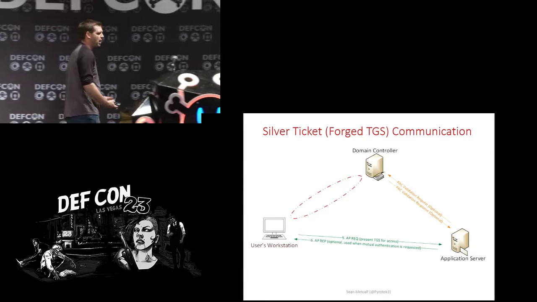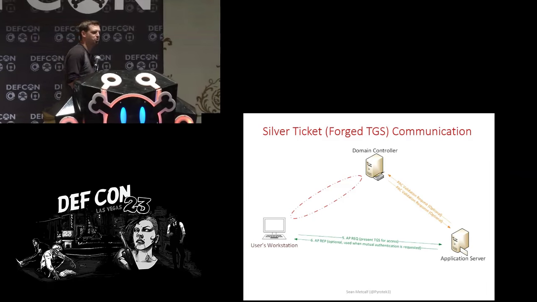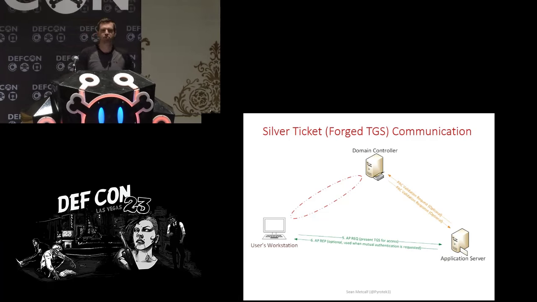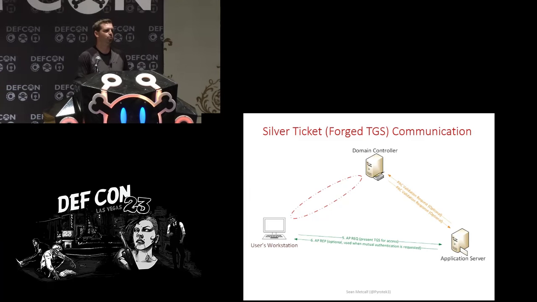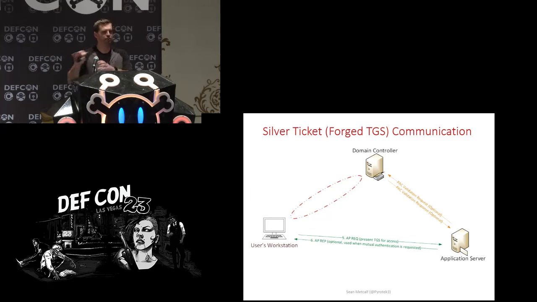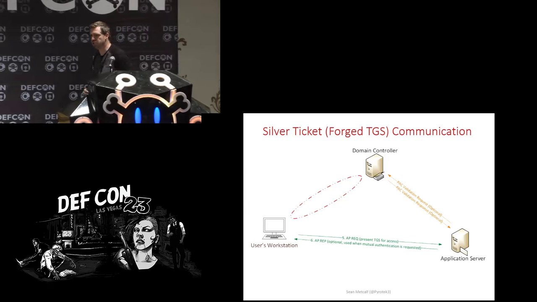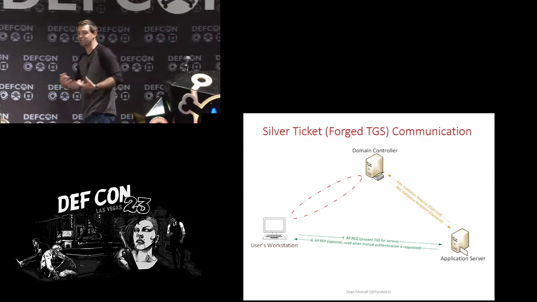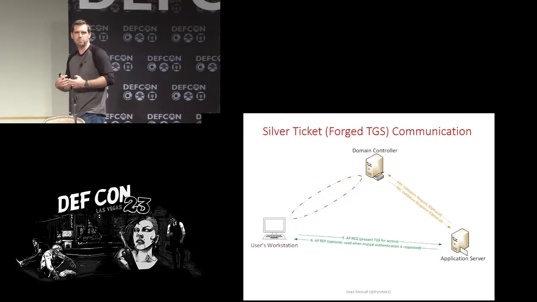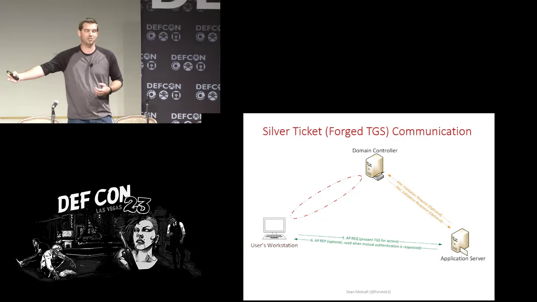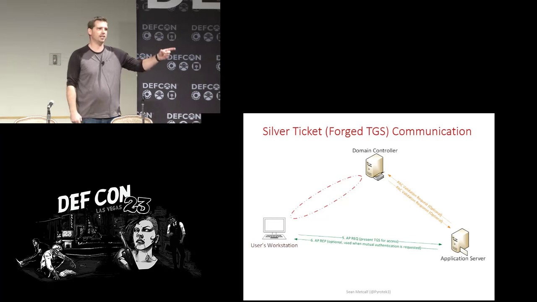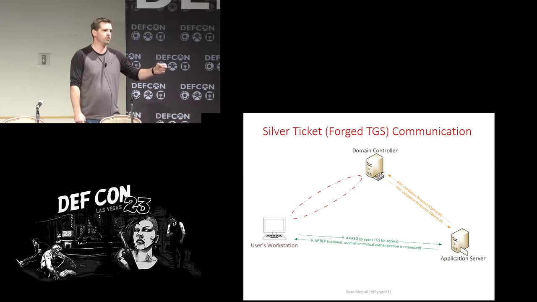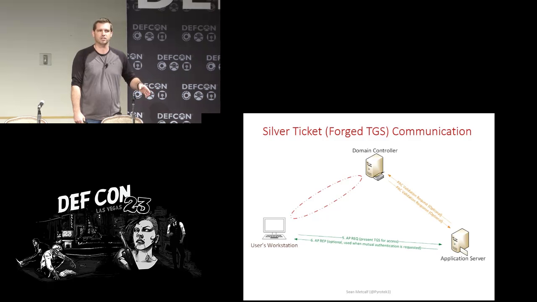Silver tickets are probably the misunderstood younger brother of golden tickets. What's interesting about silver tickets is while they're forged service tickets and they're limited to that scope of that service on that box, I can still be an admin, but what's really interesting about it is there's no communication with the domain controller at all because I've created that service ticket that's encrypted by that password data for that service account on that server. So if you're not looking at your security event logs on your servers, you're only looking at DCs, you're going to miss this.